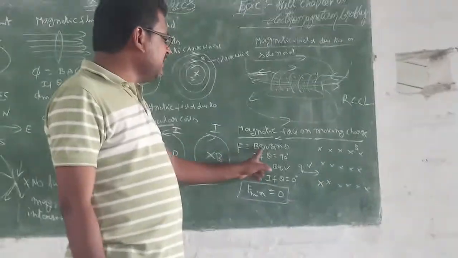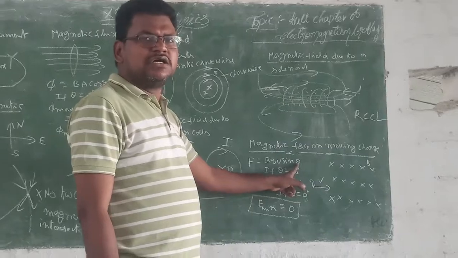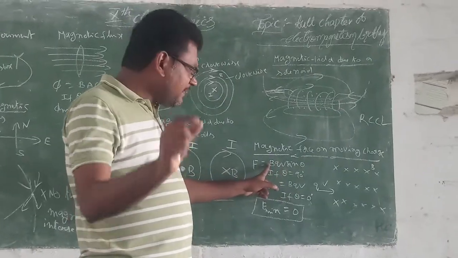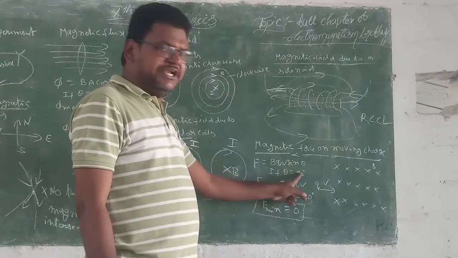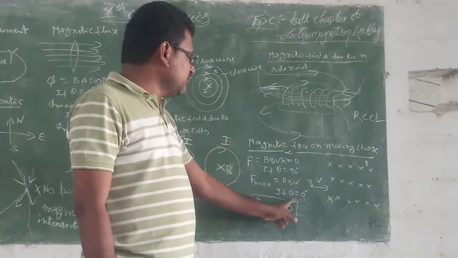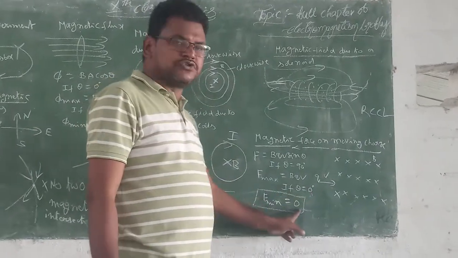Here B is the magnetic field, Q is the charge, V is the velocity of the charged particle, and theta is the angle between the velocity of the charged particle and the magnetic field. If theta is equal to 90 degrees, the maximum magnetic force F maximum is equal to BQV. If theta is equal to 0 degrees, the minimum magnetic force F minimum is equal to 0.